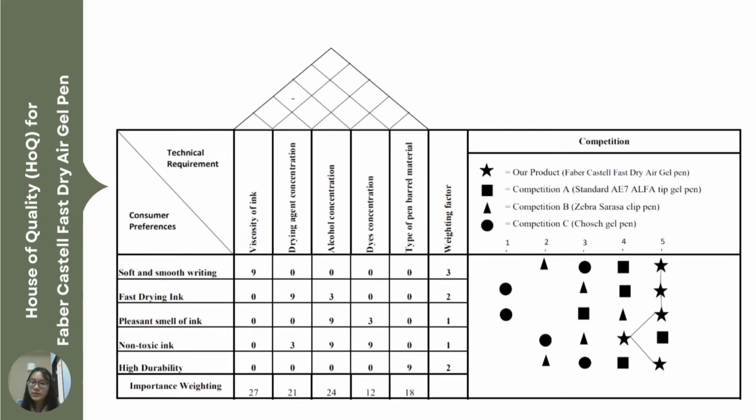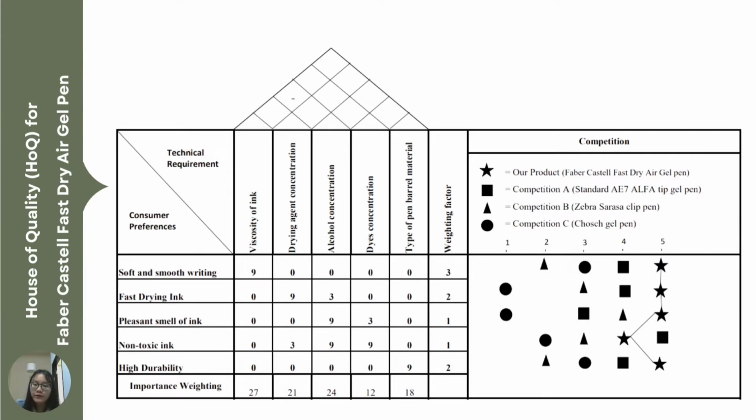I will proceed on to the weighting factors. Weighting factors is the value of the consumer preference that we took into consideration when designing our pen. And the number is shown below the weighting factors. The greatest score is 3, which is the soft and smooth writing, which also means that we would prioritize focus on this consumer preference in our design.